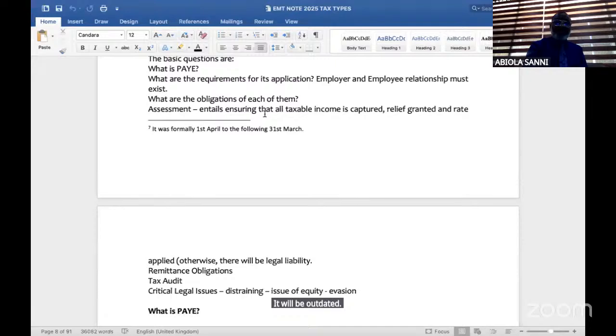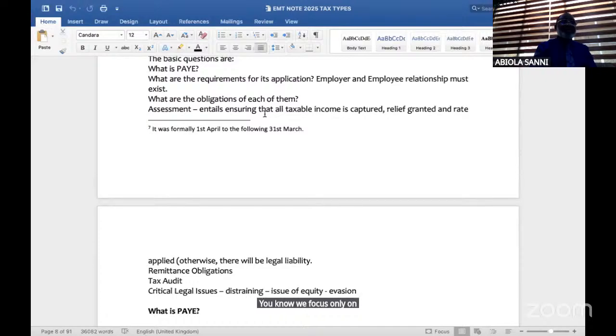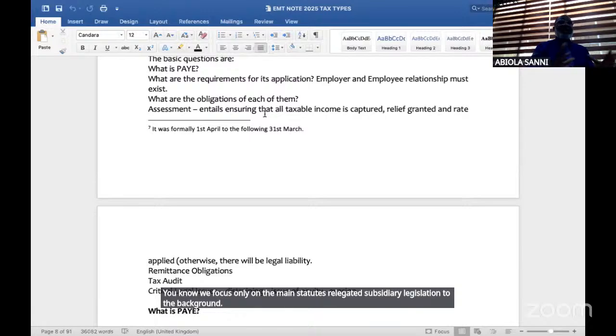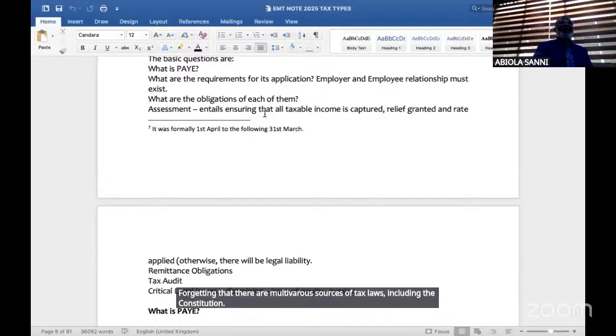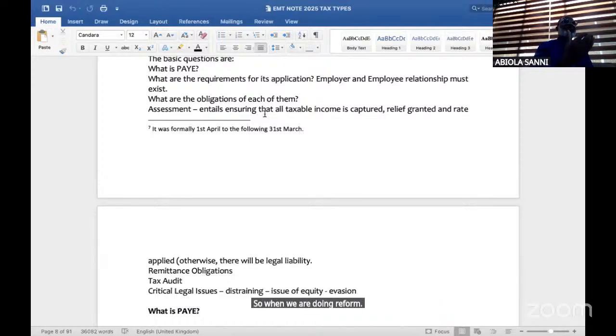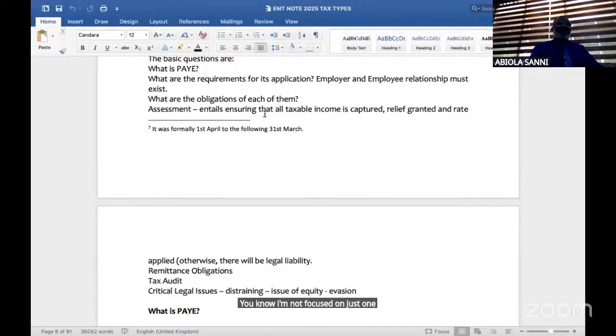It tells a lot of story about our attitude to subsidiary legislation. We focus only on the main statutes, relegating subsidiary legislation to the background, forgetting that there are multivarious sources of tax laws, including the Constitution. So when we are doing reform, we have to look at how the reform will implicate all the different sources, and not focus on just one, forgetting about the other.